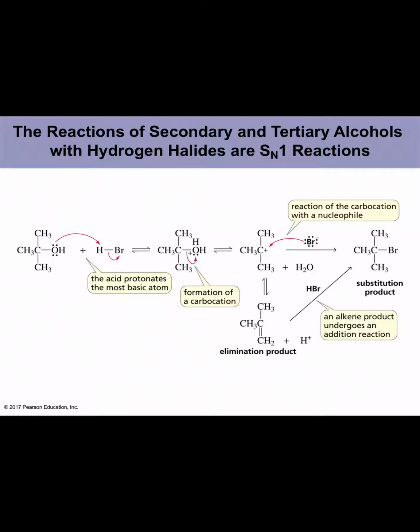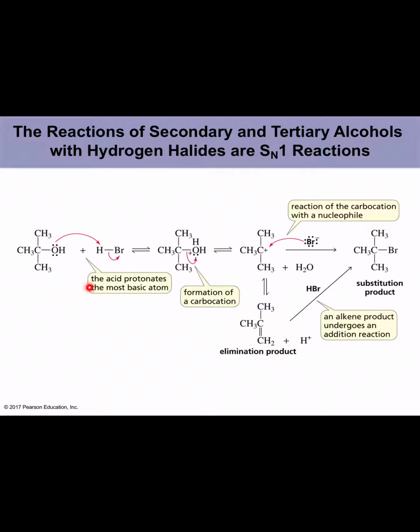Now here's the mechanism, the reaction of secondary and tertiary alcohols with hydrogen halides, and they are SN1 reactions. Do you guys remember the SN1 reaction? That is the unimolecular nucleophilic substitution reaction. Okay, so what's happening first? Again, we are going to substitute this OH group with bromide. Remember, this is a poor leaving group because hydroxide is a strong base. First, we have to protonate.